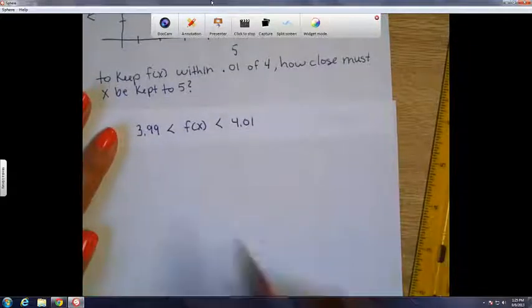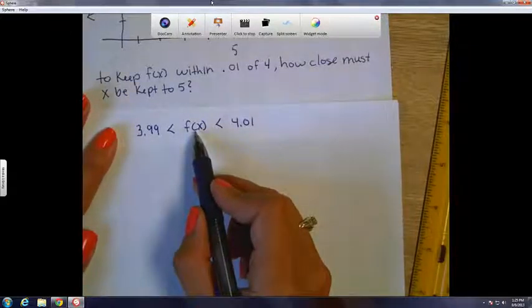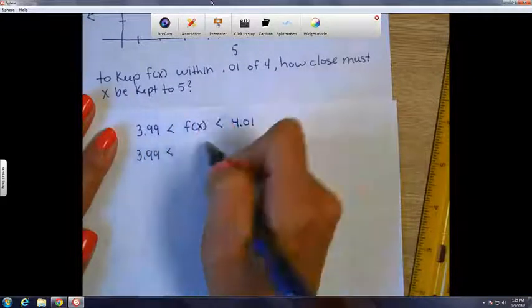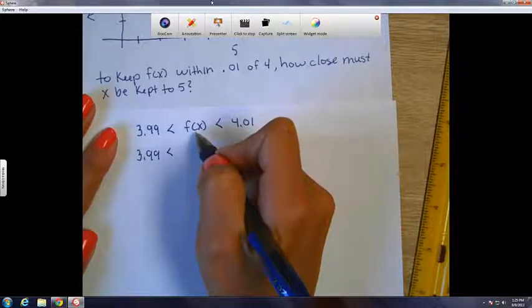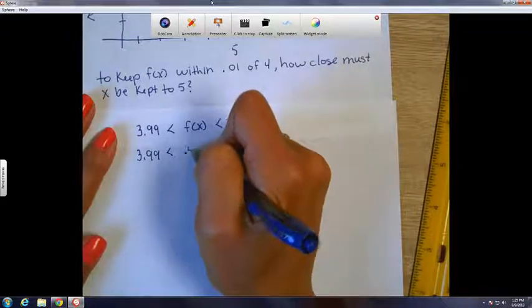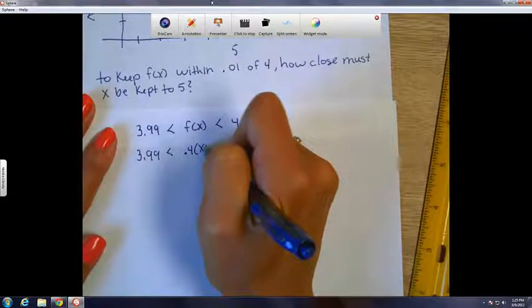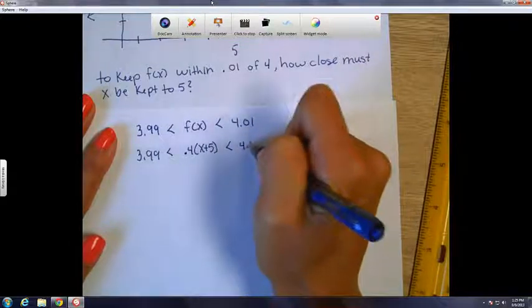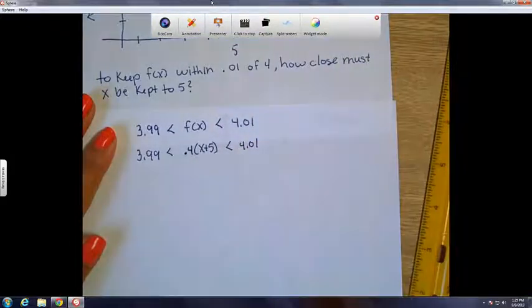So all I need to do now is substitute the equation in here. So 3.99 is less than, in place of f of x, I'm going to put in that reduced equation, the one after we factored out the x minus 5. So 0.4 times x plus 5 is less than 4.01. So now we just have to solve for x.